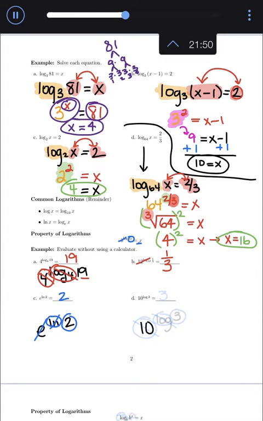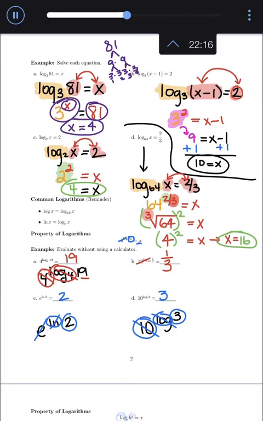Same thing with d. We've got 10 to the log of 3. Well, remember the log is automatically base 10 if you don't see a base. And we also have a base of 10 on the exponential, so they have the same base. They're inverses. They will cancel one another out, just leaving you with a 3, whatever was inside.